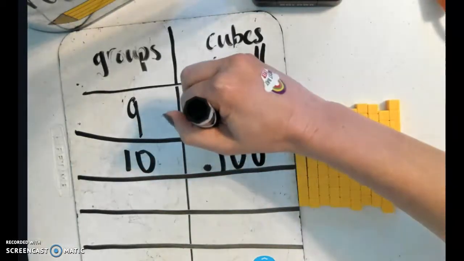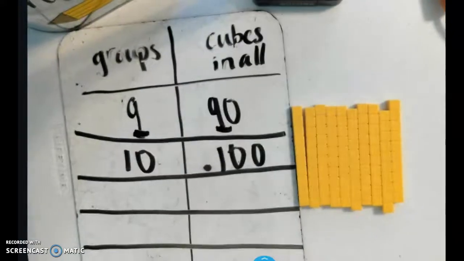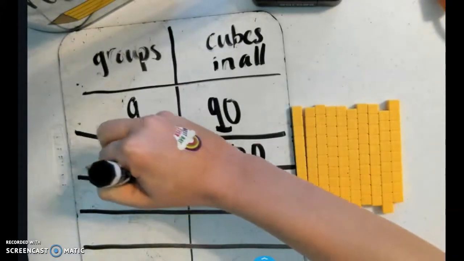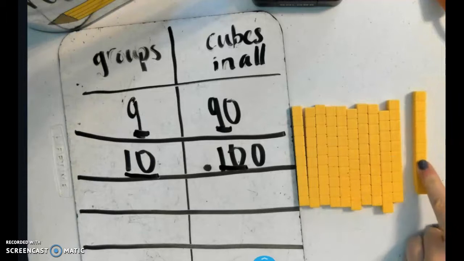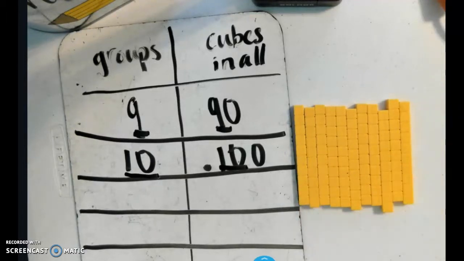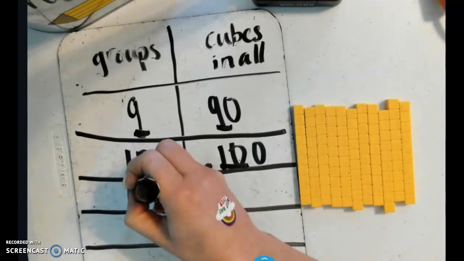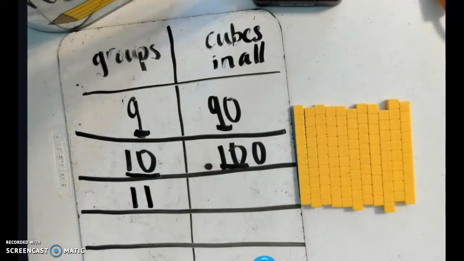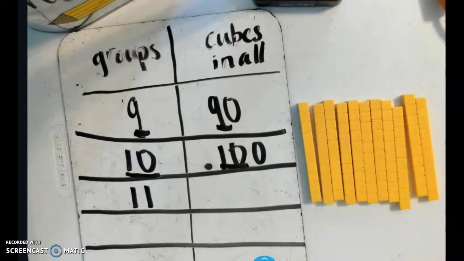And look, that little trick where we see the number of groups as the first number in the cubes in all, it still works. There's the 10. There's the 10. But what if I add another group of 10? If this is 10 groups of 10, and I add one more, how many groups of 10 do I have? 11. Now, we're counting past 100. That's something we've been focusing on. How many cubes in all?